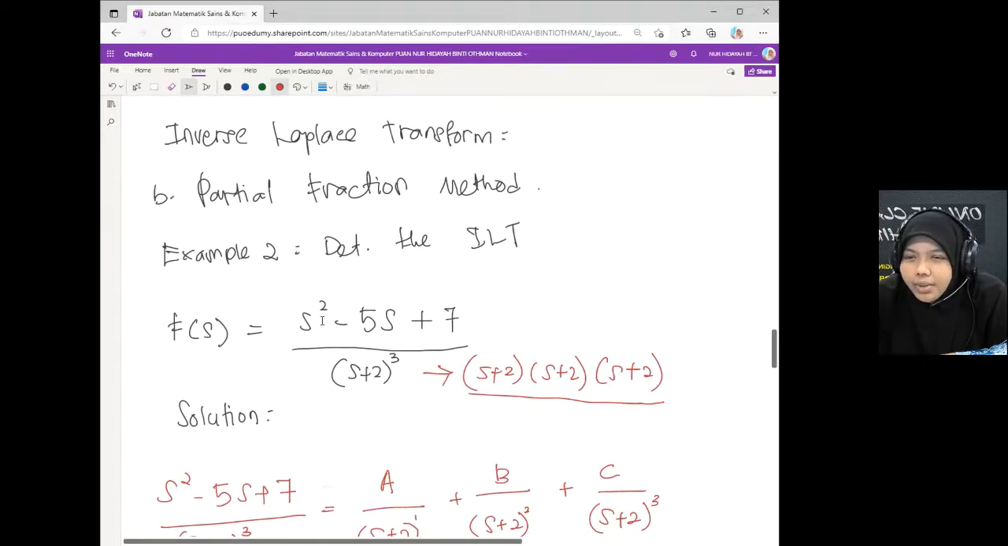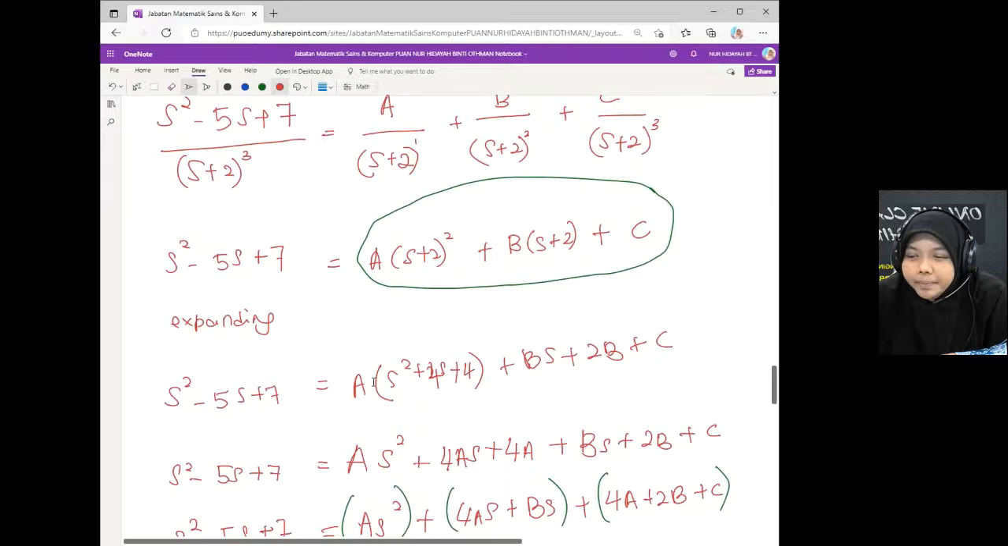So ini adalah example inverse Laplace transform using partial fraction, di mana ini adalah example menunjukkan repeated linear function pada denominator. Okay.